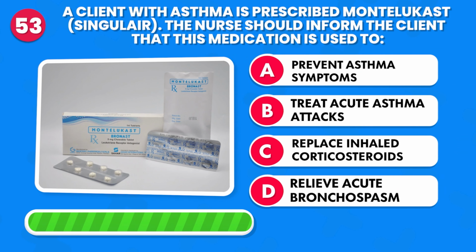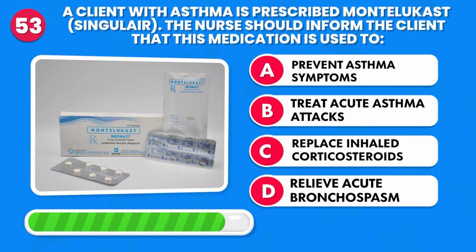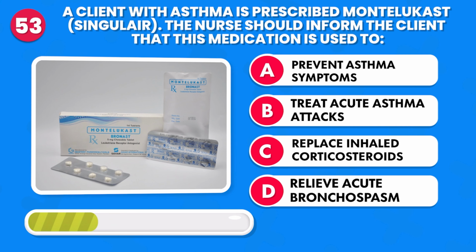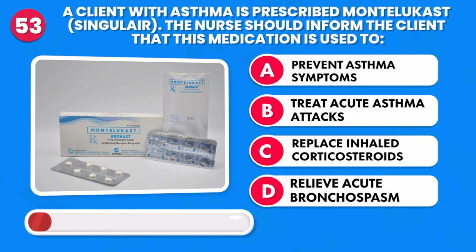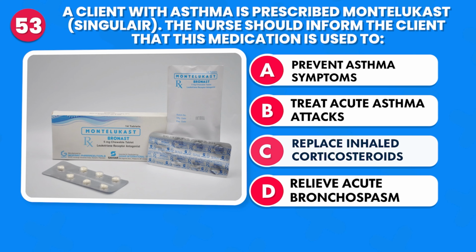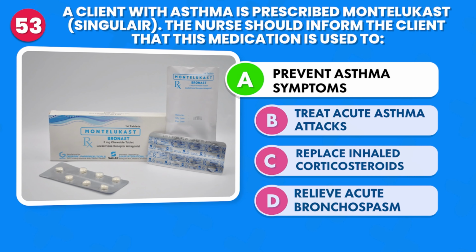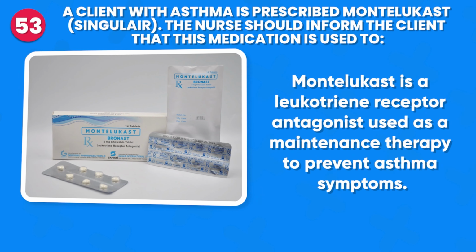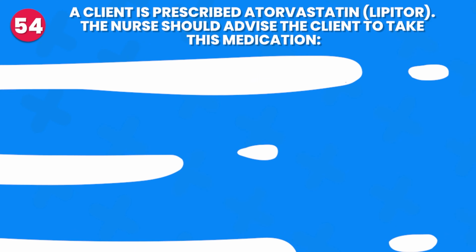production effectively. A client with asthma is prescribed montelukast, Singulair. The nurse should inform the client that this medication is used to A. Prevent asthma symptoms, B. Treat acute asthma attacks, C. Replace inhaled corticosteroids, D. Relieve acute bronchospasm. It's A. Prevent asthma symptoms. Montelukast is a leukotriene receptor antagonist used as a maintenance therapy to prevent asthma symptoms.